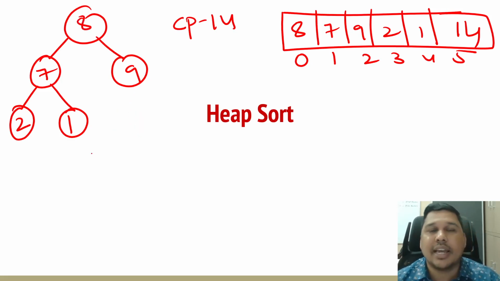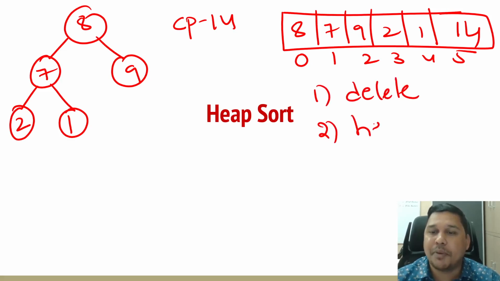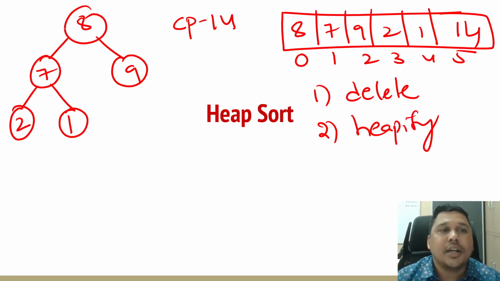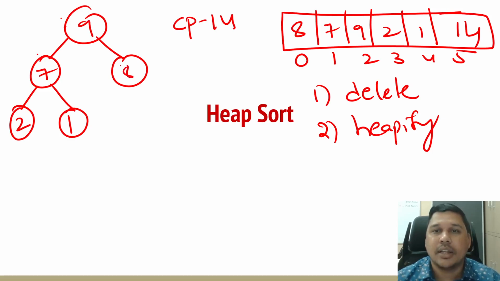Does this require a heapify? Is this satisfying the max heap property? No. Do the heapifying process. First step delete, second step heapify. Okay. So, how do I heapify? Compare 8 and 7, 8 is larger. Compare 8 and 9, 9 is larger. Swap these two, 9 comes here and 8 goes here. Now, is it satisfying the heap property? Yes, that is it, over.